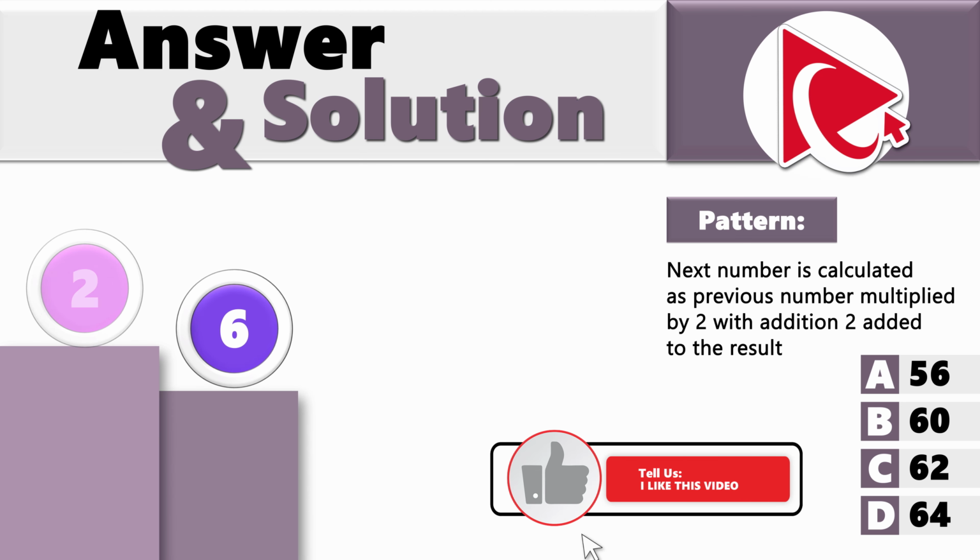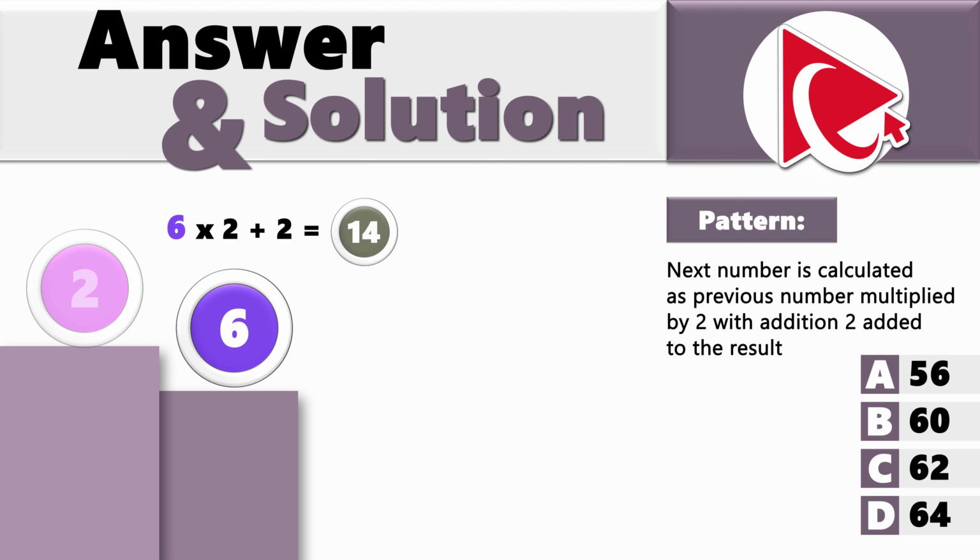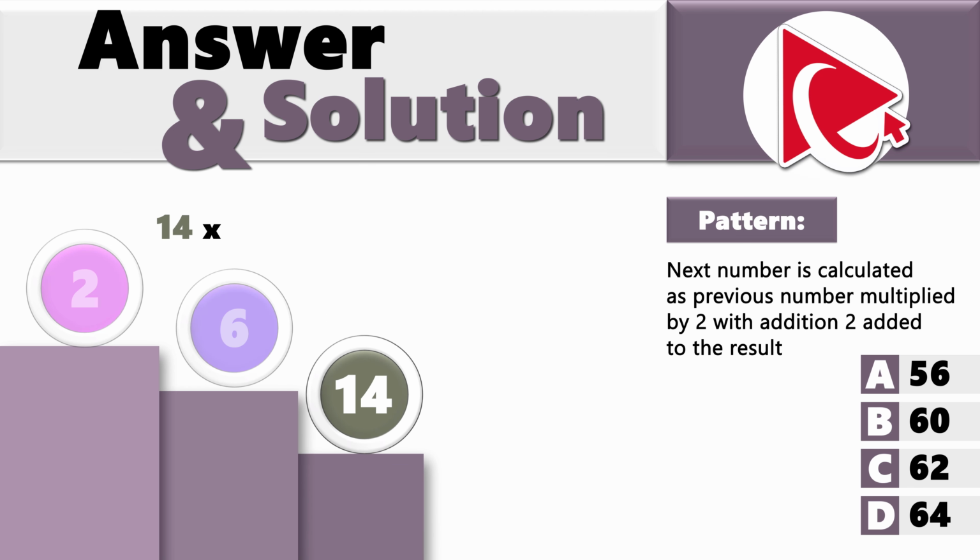As the ball continues falling, you need to multiply 6 by 2, add 2, and the end result of this is 14, which is the next number. As we continue, 14 multiplied by 2 plus 2 equals 28 plus 2 and equals 30.